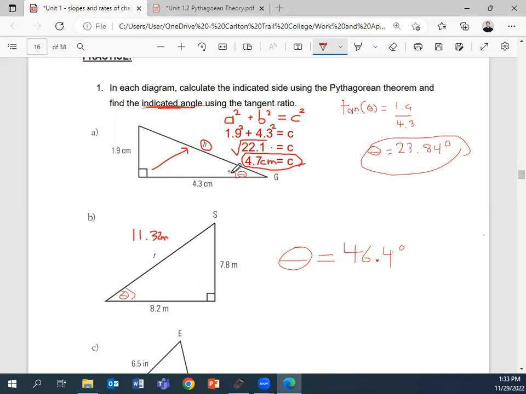So remember, the opposite side is going to be opposite of the angle here. You can always find your opposite and your hypotenuse, and the last side remaining is going to be the adjacent side, which is the 4.3 in this case. What about B? For B, here's my angle, right? So my opposite side is going to be 7.8, and my 8.2 is my adjacent. And that's 46.4, when you take the inverse tangent of that.